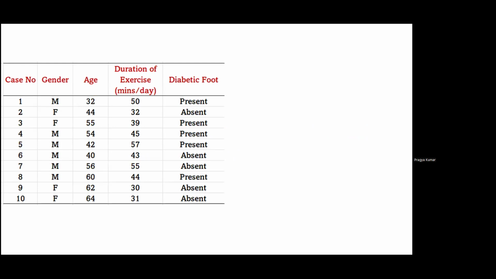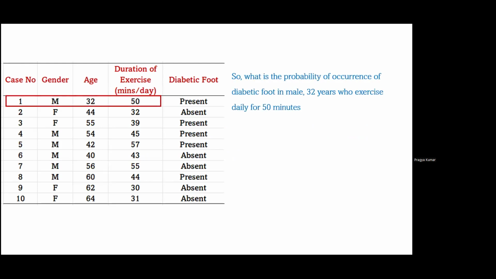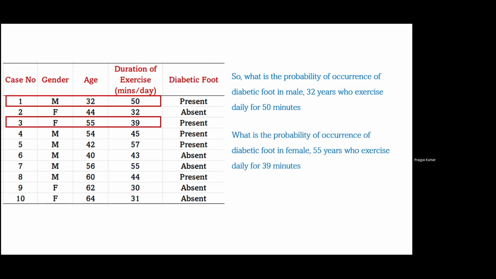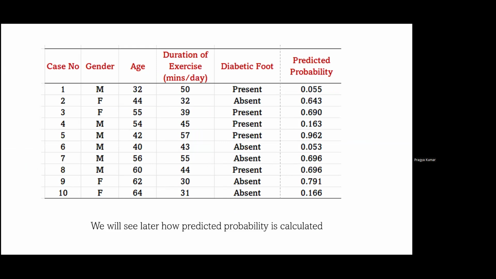If you see this, the software calculates the probability of the occurrence of diabetic foot in a male of 32 years of age who is doing 50 minutes of exercise. Similarly, for this female, the software calculates the probability of occurrence of diabetic foot in a female who is 55 years old and who exercises for 39 minutes. So the software calculates the probability. Likewise, the probability will be calculated for every case.